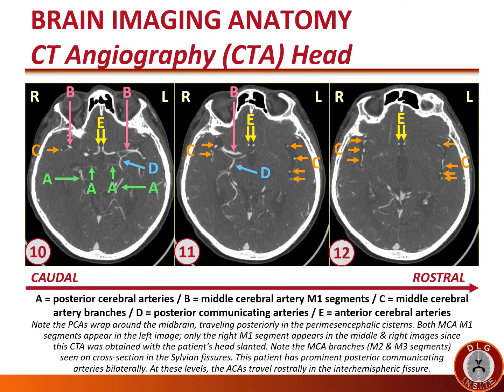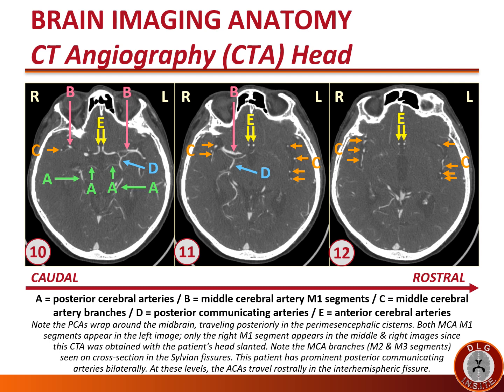In these images, A is pointing to the posterior cerebral arteries, B, the middle cerebral artery M1 segments, C, the middle cerebral artery branches, D, the posterior communicating arteries, and E, the anterior cerebral arteries. Note the posterior cerebral arteries, or PCAs, wrap around the midbrain, traveling posteriorly in the perimesencephalic cisterns.